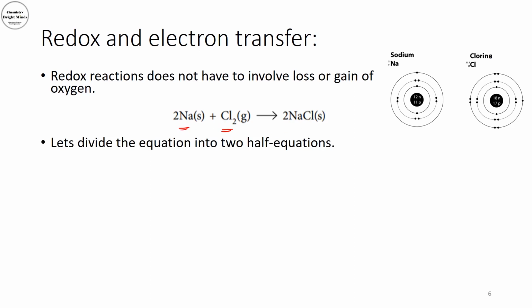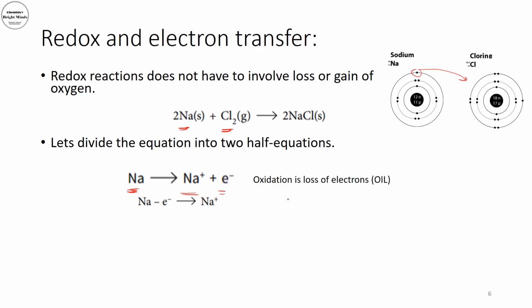Let's divide my reaction into two parts. In the first part, I would look at the sodium, and you can see that the sodium loses the electron in the outermost shell by giving this electron to the chlorine. So here the sodium atom loses an electron and becomes a sodium ion, and I have the electron here. We can also write my reaction as sodium minus 1 electron gives me sodium ion. So what happened here is a loss of electrons. This is why I will consider the sodium to be oxidized.